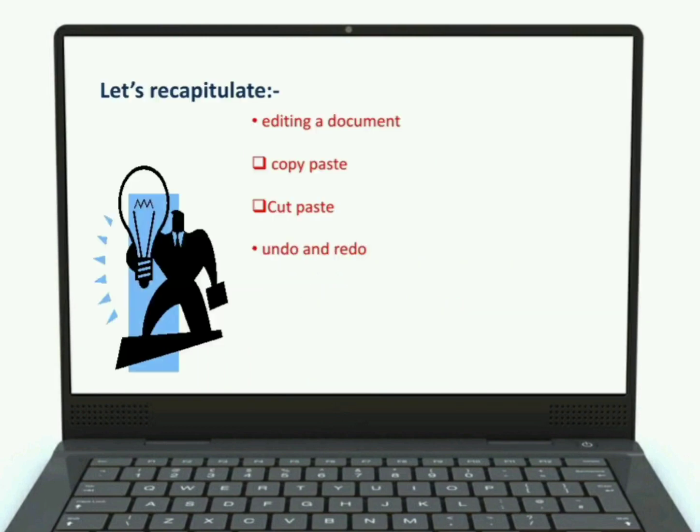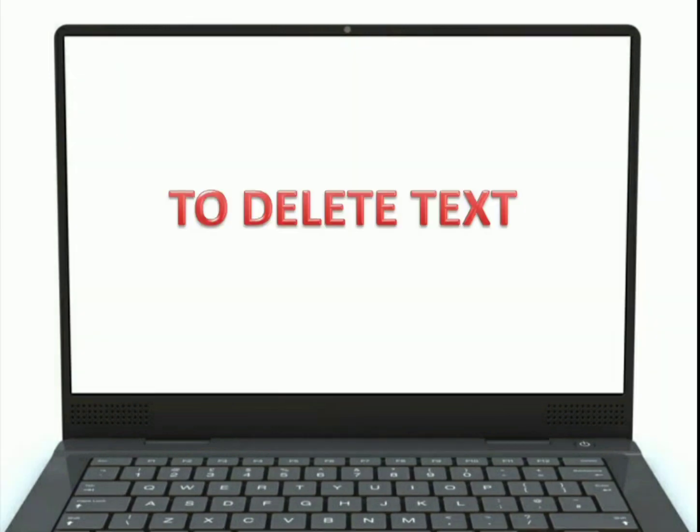In the previous class, we read about what is editing a document, copy and paste, cut and paste. The shortcut key of copy is Ctrl plus C, paste Ctrl plus V, and for cut Ctrl plus X. We also read about undo and redo. The shortcut key of undo is Ctrl plus Z and redo is Ctrl plus Y. Today we will discuss how to delete text in MS Word.